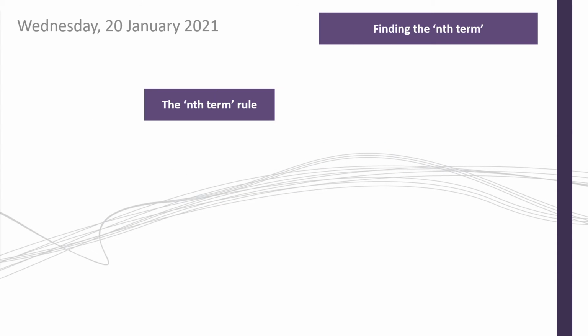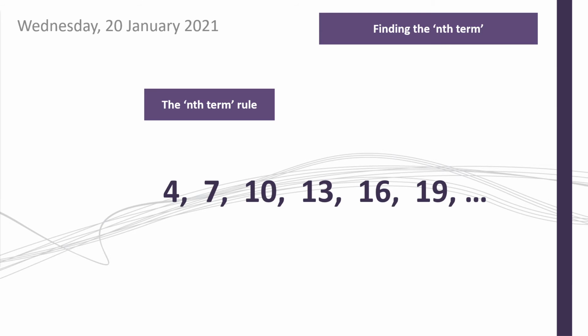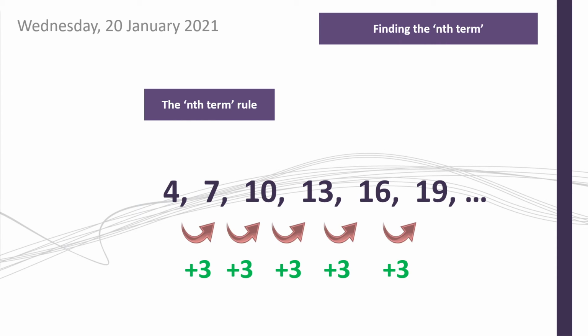Let's consider the following sequence. As you can see, in it, the difference between any two nearby terms is 3. In order to calculate the nth term, we would want to multiply n by the difference. But what do we add it to?